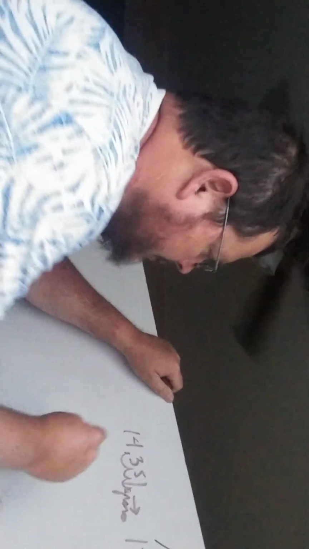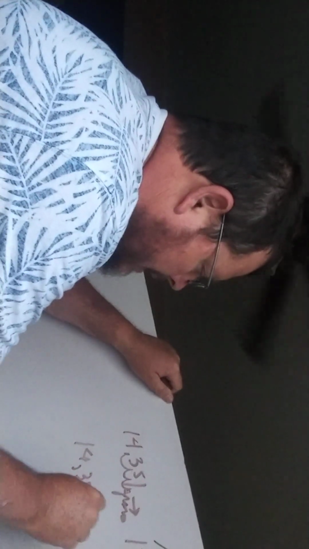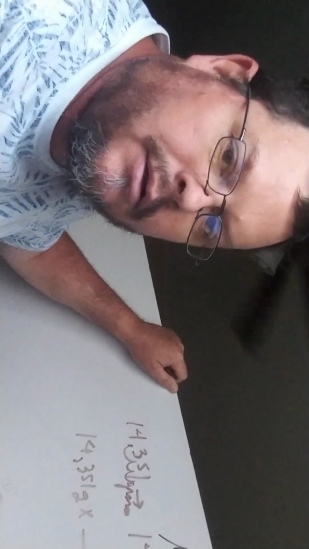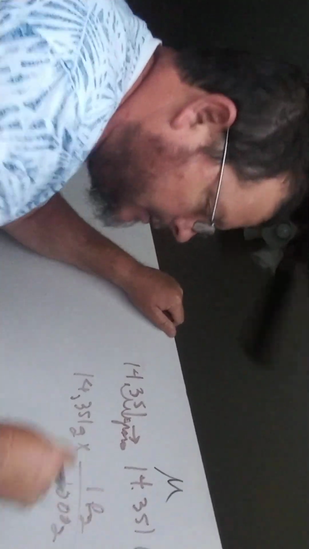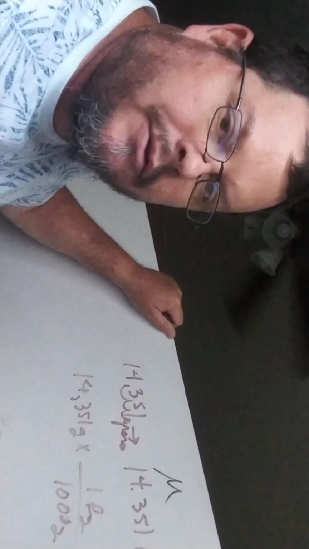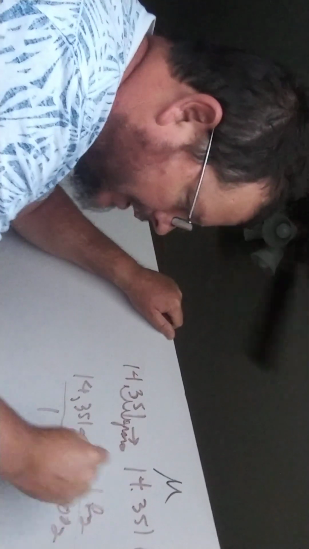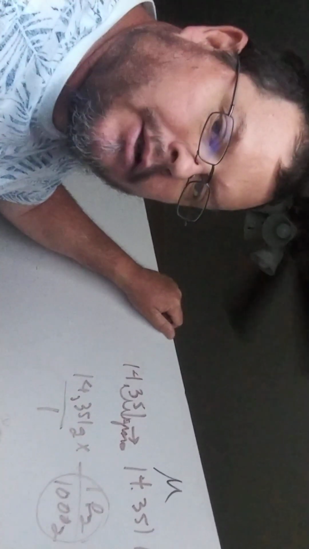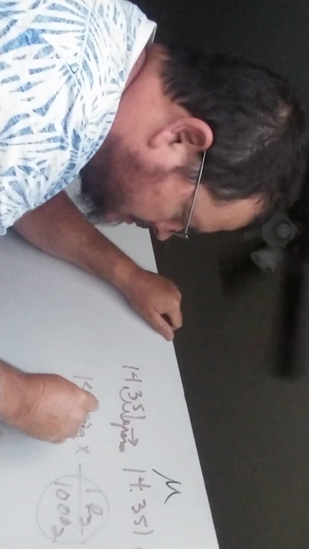However, you could do it this way too. Take 14,351 grams, and you could set up an equation that will allow you to cancel out grams. How many grams are there in a kilogram? For every 1 kilogram, there's 1,000 grams. Why did I put 1,000 grams in the denominator? Because I want to cancel the grams out. If I put the grams in the denominator and the kilograms in the numerator, I'm able to cancel out my grams.